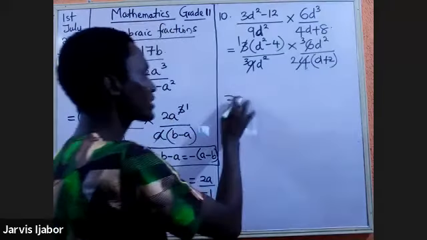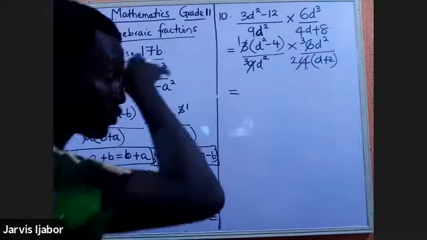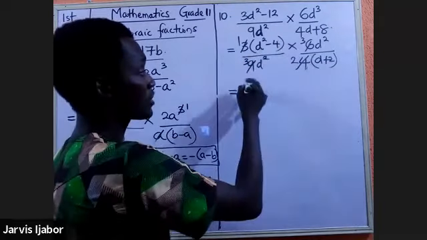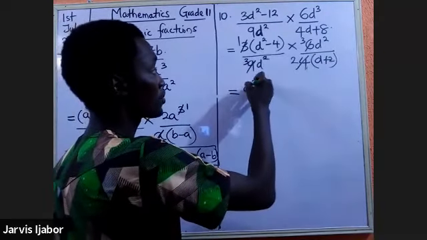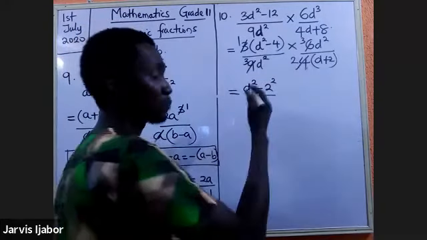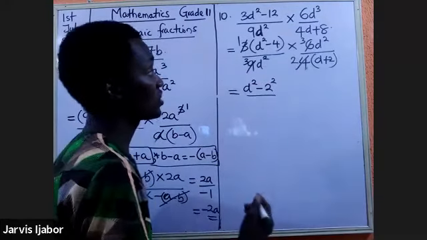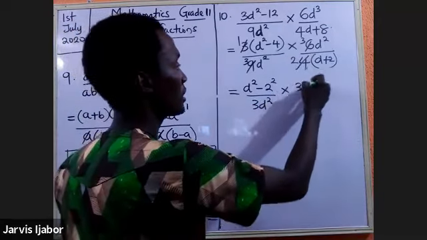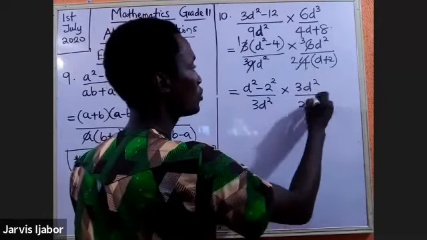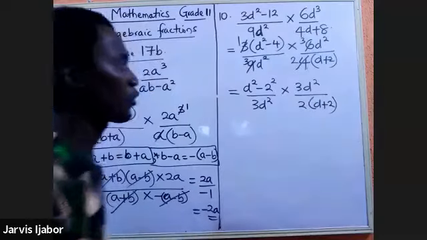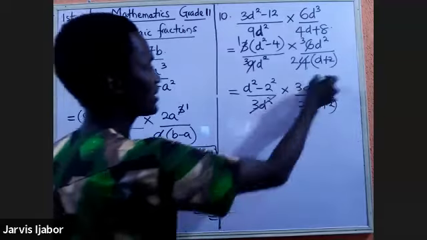So the next thing, I will try to write out now. So what I'm going to do, I'm going to take care of this. This will be d squared minus 2 squared. I'm breaking it down for those of us who may not be able to see this very well. Over 3d squared times 3d squared over 2 into what? d plus 2. You watch carefully, this and this can cancel out.